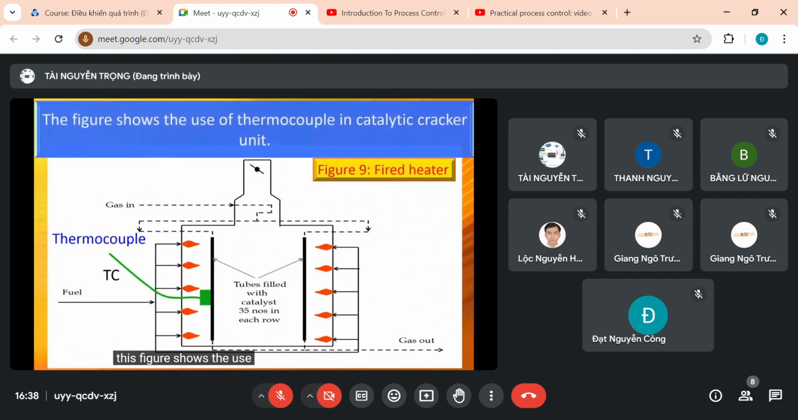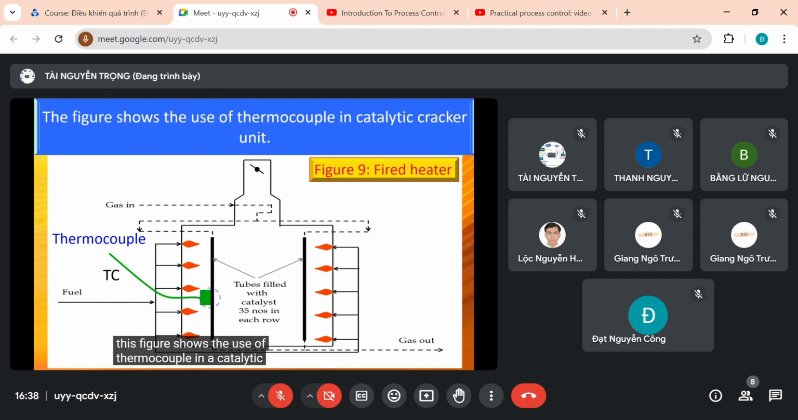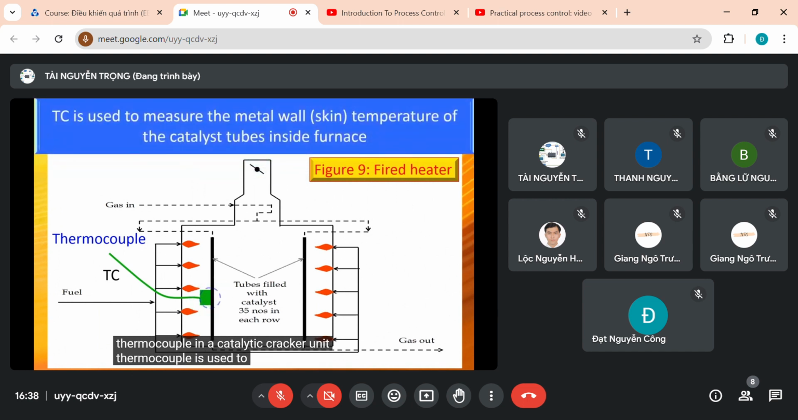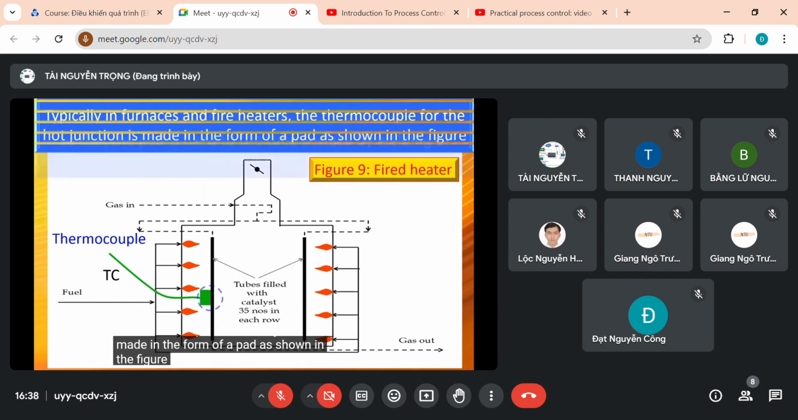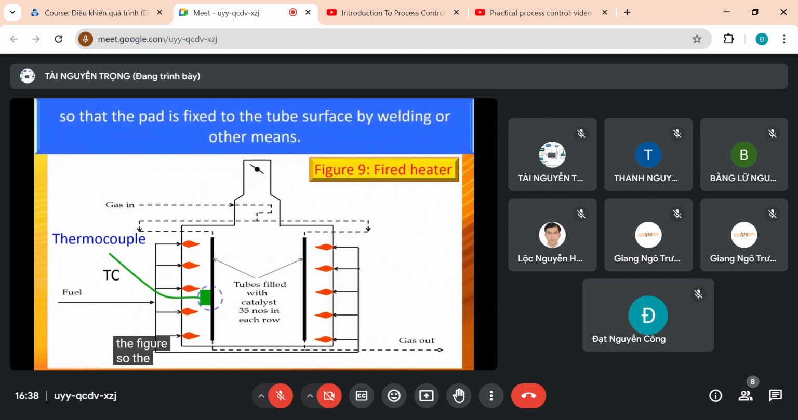This figure shows the use of a thermocouple in a catalytic cracker unit. The thermocouple is used to measure the metal wall or skin temperature of the catalyst tubes inside the furnace, typically in furnaces and fire heaters. The thermocouple for the hot junction is made in the form of a pad, as shown in the figure, so that the pad is fixed to the tube surface by welding or other means.